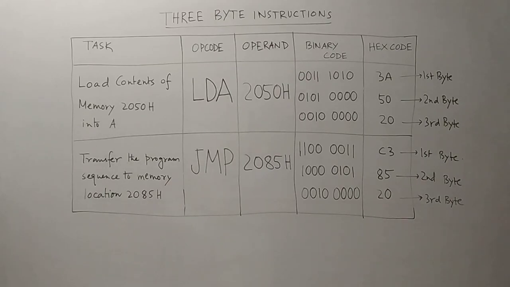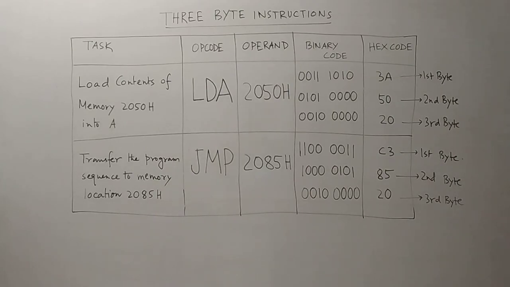So in 3 byte instructions, the first byte specifies the opcode. The following 2 bytes specify the 16-bit address. In a 3 byte instruction, the first byte always specifies the opcode and the last 2 bytes specify the 16-bit address. Note that the second byte is the low order address and the third byte is the high order address.